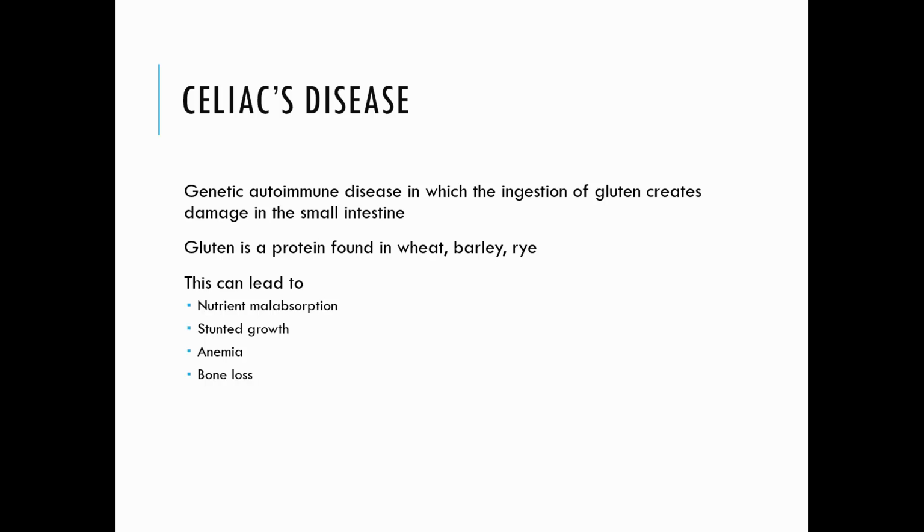I wanted to briefly mention celiac disease just because it's talked about a lot. This is an autoimmune disease in which ingestion of gluten creates damage in the small intestine. So this is technically different than a wheat allergy. Gluten is the protein found in wheat, barley, and rye. And it's definitely different than an intolerance. But this can lead to nutrient malabsorption, stunted growth, anemia, bone loss.